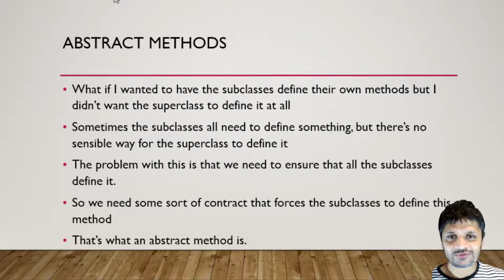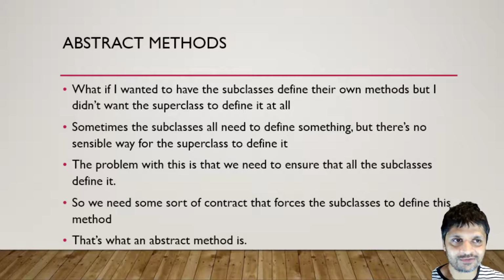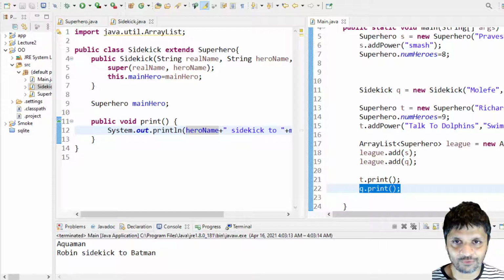And that brings us to something called abstract methods. Now, abstract methods, so I said these subclasses can override the method from the superclass, right? But what if what I want is for the subclasses to have a particular method, but I don't necessarily want the superclass to define that method because there's no sensible way for it to define it. Okay, so let's look at that in code.